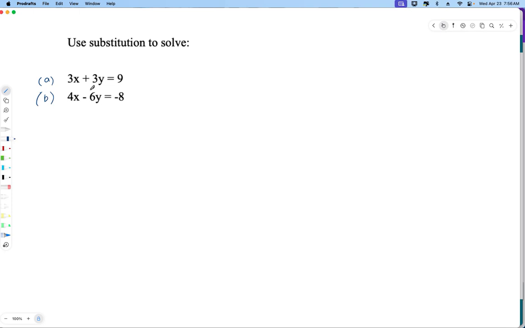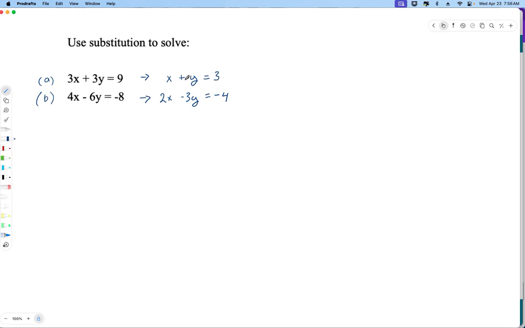Now, if you look at A, everything has a factor of 3. So I'm going to reduce that. And I'm going to say 3x divided by 3 plus 3y divided by 3 is equal to 9 divided by 3. And now I'm going to do the same thing to B. I'm going to reduce everything here by 2. So it's going to be 2x minus 3y is equal to negative 4. So now I have the most reduced forms of both these equations.